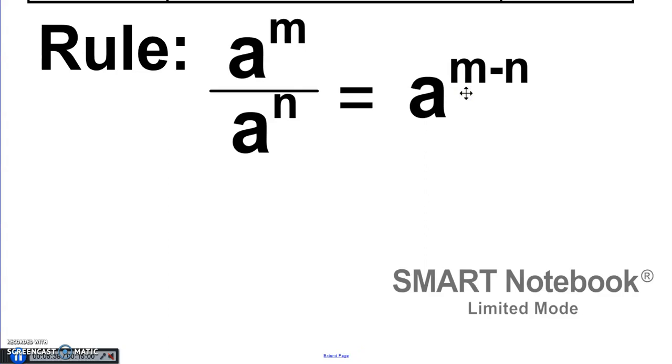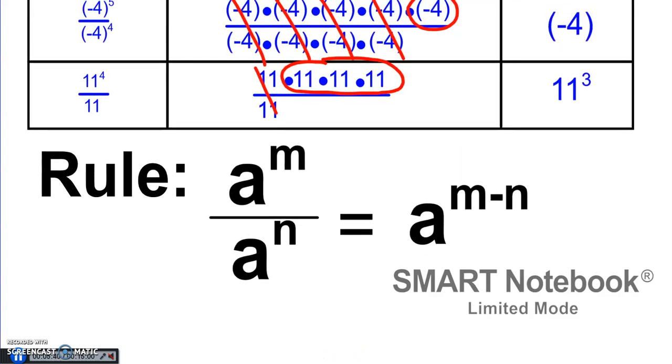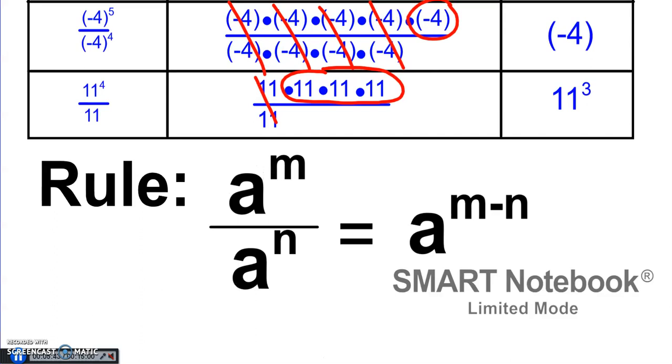If we go back and apply this, let's just do it to the 3rd and 4th problem we did. -4th raised to the 5th and -4th raised to the 4th. Well, we ended up with 1. It's a really bad 1. We ended up with one of them. Well, if we go back to the original, we did 5 minus 4, and that gives us 1.